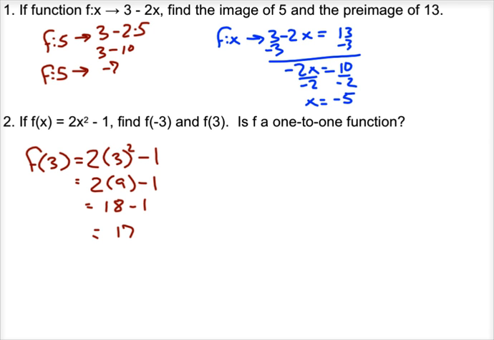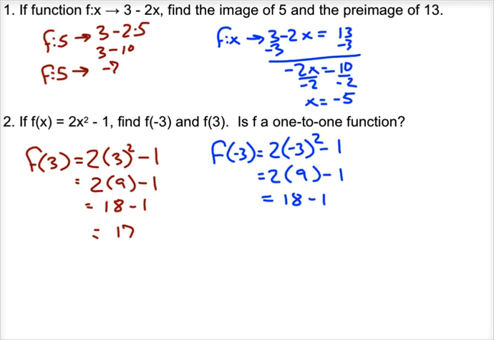Now let's see what happens if I substitute in negative 3. Well, I'm substituting into the same function, so it should be 2 times negative 3 squared minus 1. Well, negative 3 squared is 9. 2 times 9 is 18. And 18 minus 1 is 17.